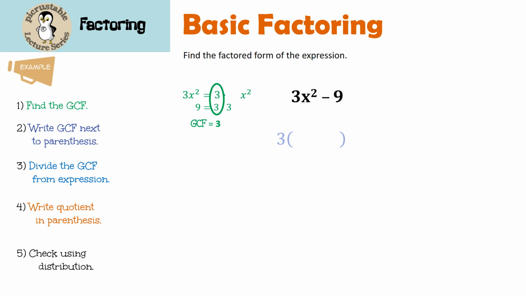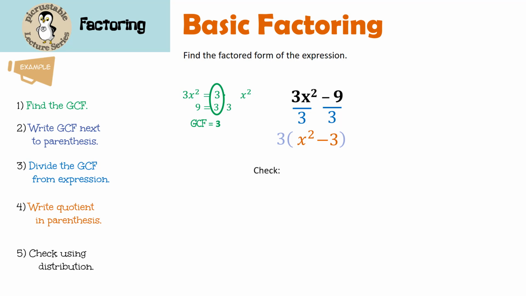Next is to divide out the greatest common factor from each part of the expression. So we're going to take 3x squared divided by 3. That gives us x squared. Negative 9 divided by 3 is negative 3. And guess what? That's it!